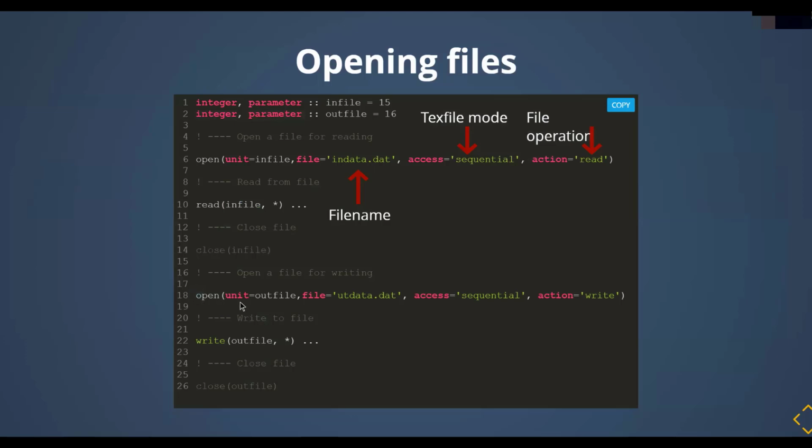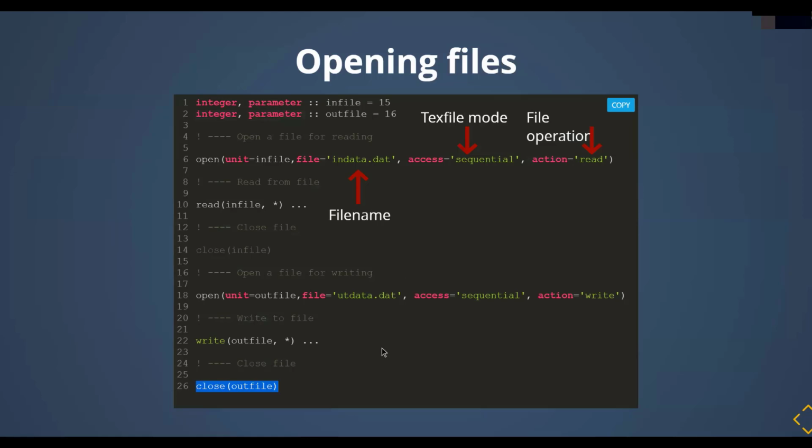Next, I want to write to a file. So the unit is the outfile now. Same parameters, with another file name. Access is still sequential, and then I have action write instead. Now I can do write outfile, star. So now outfile is where I want to write to, and that is this identifier 16. Here I add my variables that I want to write to disk. And then finally, I close the file as well to make sure that the operating system writes the data to the disk.